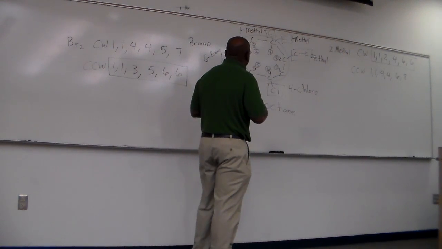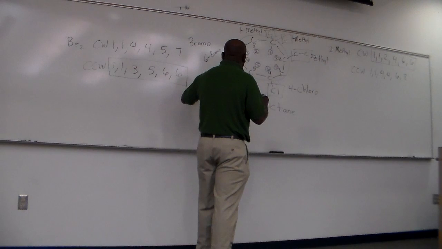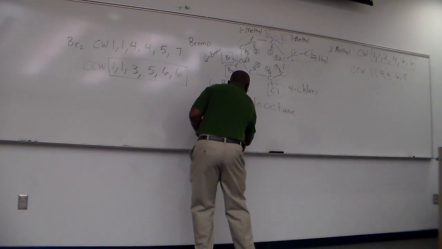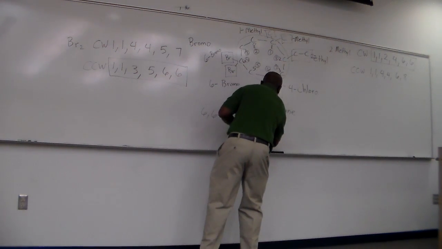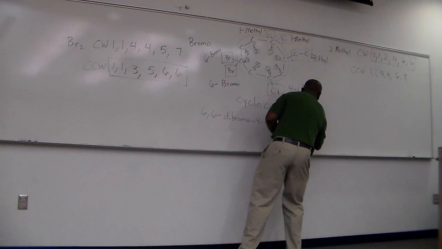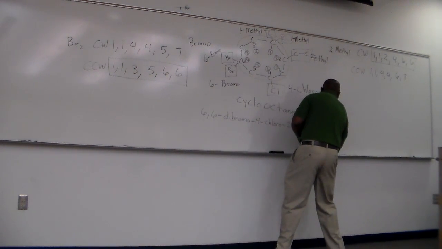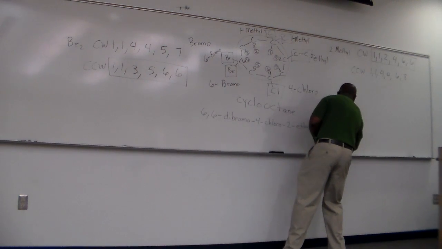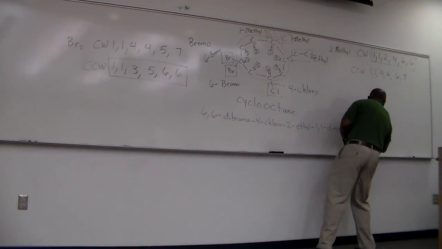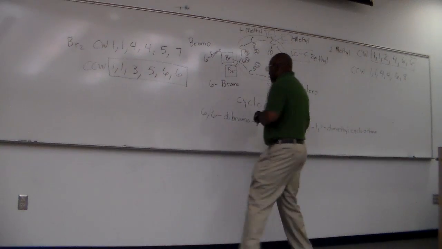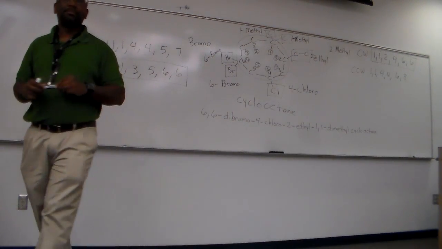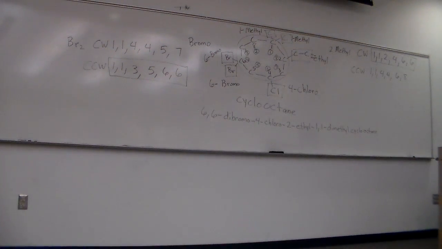So as far as naming this molecule, dibromo being first, it would be 6,6-dibromo, 4-chloro, 2-ethyl, 1,1-dimethyl, cyclooctane. 1, 2, 3, 4, 5, 6 groups. Well, isn't that a mouthful to say out?